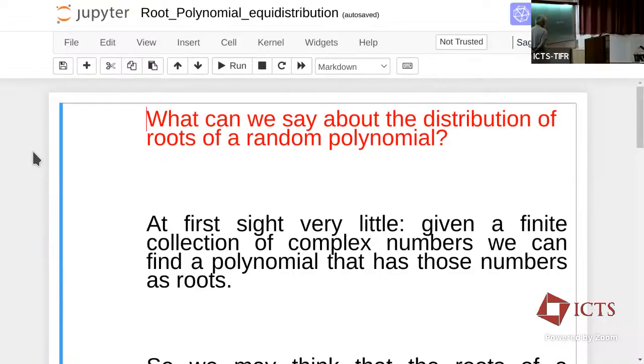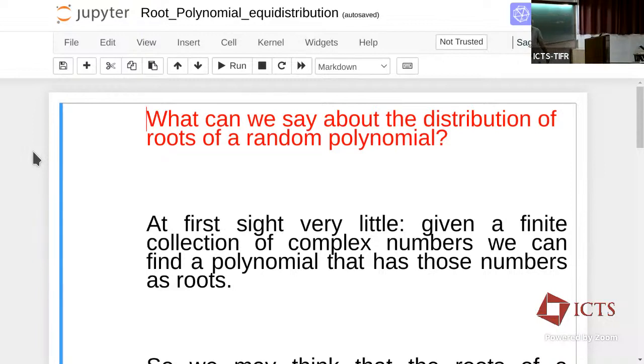So the question is the following. If you take a polynomial at random, can you say anything about the roots of this polynomial? Or will the roots be random? In principle, one can imagine that one can say very little, because if I take the roots at random, then I take x minus lambda 1 times up to x minus lambda n, and any system of roots can appear in this random polynomial.